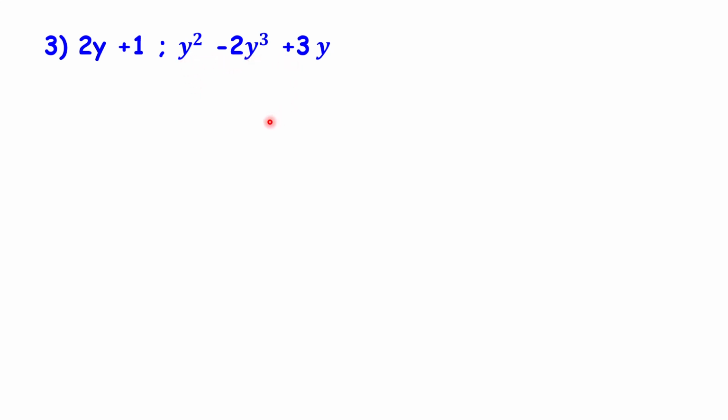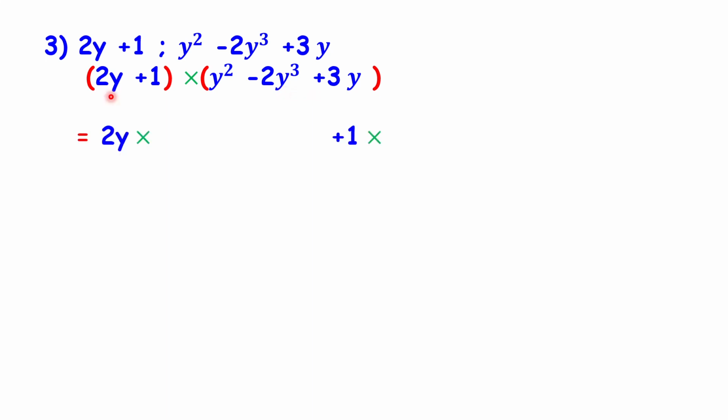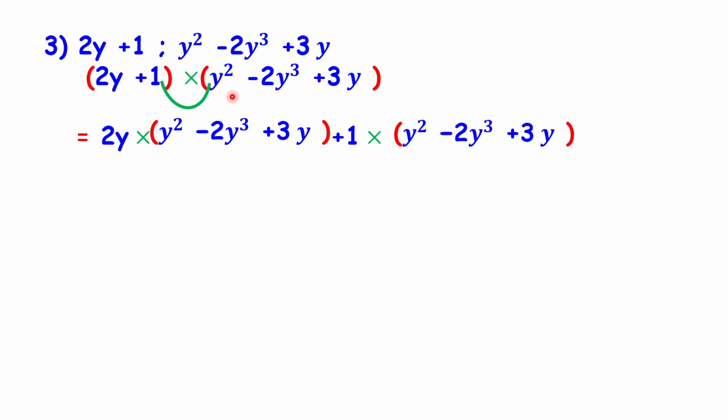Third example, 2y plus 1 is the first polynomial and second is y square minus 2y cube plus 3y. We multiply first polynomial into second polynomial, that means 2y plus 1 into bracket y square minus 2y cube plus 3y. Which is the first term in the first bracket? 2y is the first term. Therefore multiplying the first term to the second bracket, we will get 2y into second bracket y square minus 2y cube plus 3y. Which is the second term in the first bracket? 1 is the second term in the first bracket.